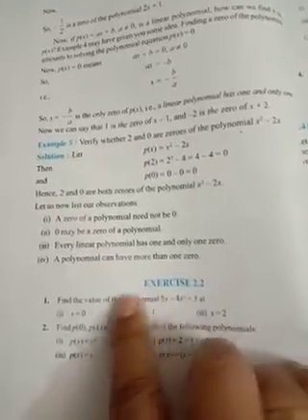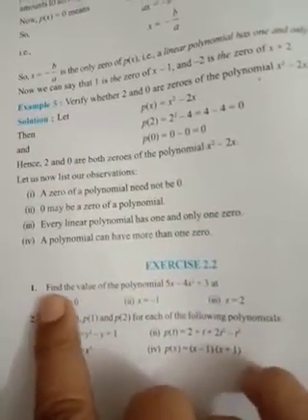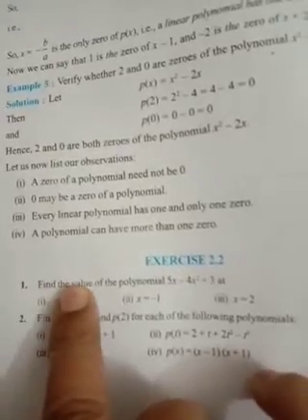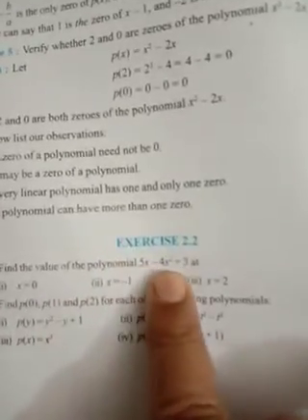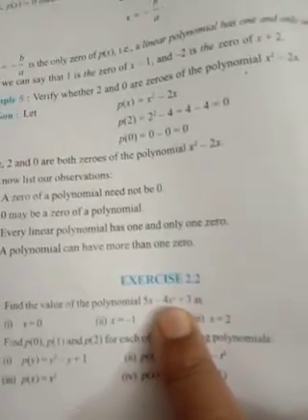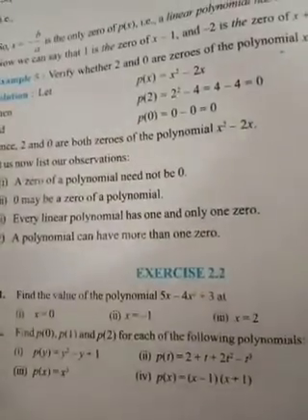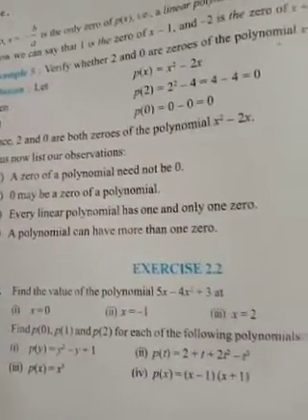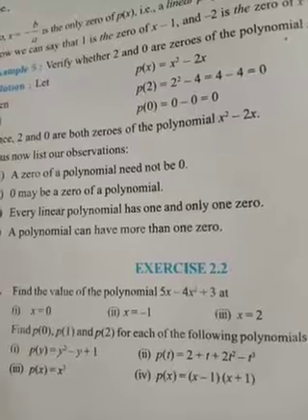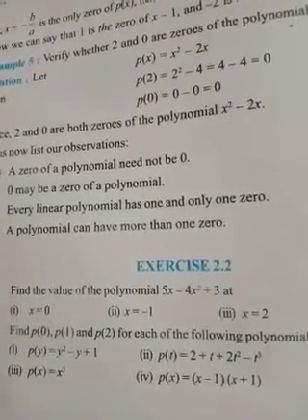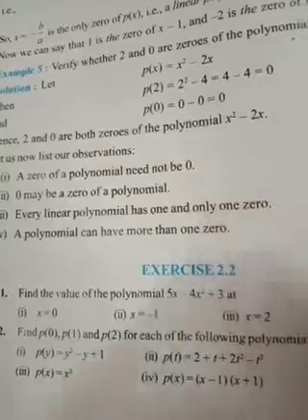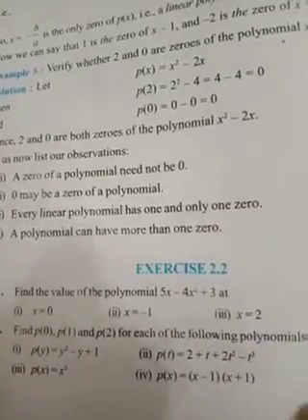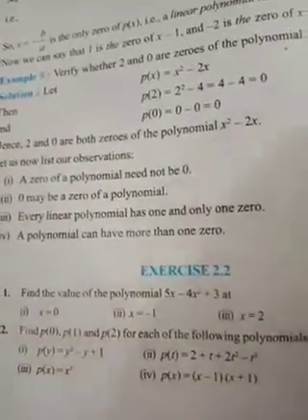So here today I am going to start exercise 2.2. So here in the question number 1, what is written? Read out, find the value of the polynomial 5x minus 4x square plus 3 at x is equal to 0. That means you have to put the value of x is equal to 0 in the quadratic polynomial given to you and find the answer. Find the value of the polynomials.